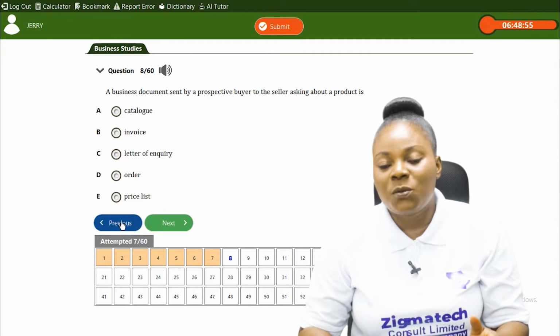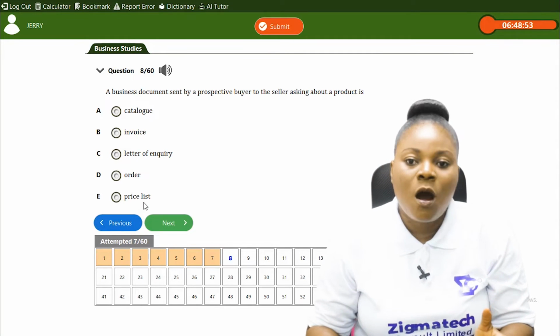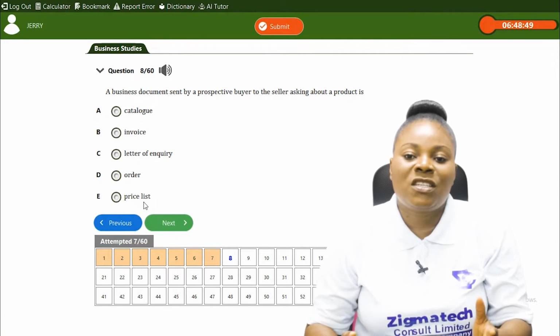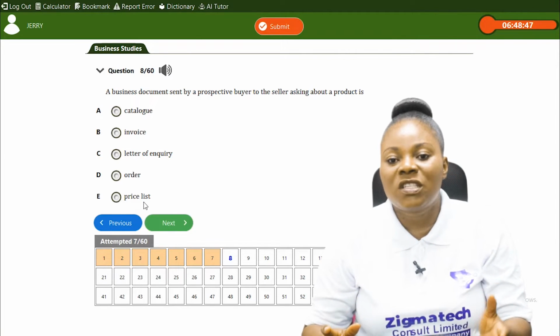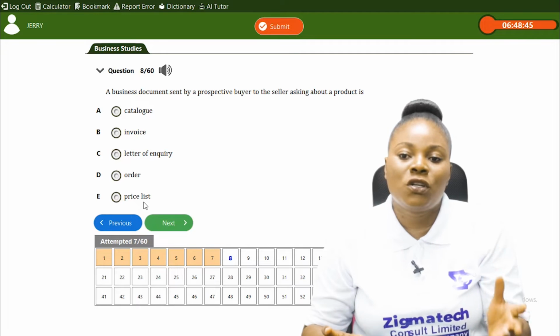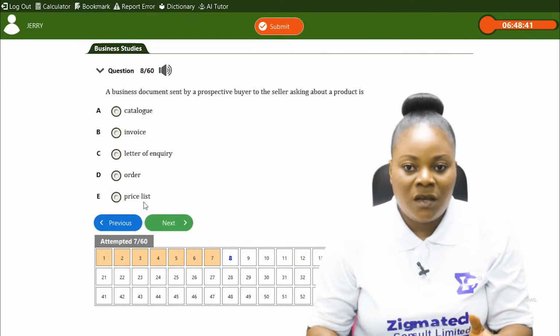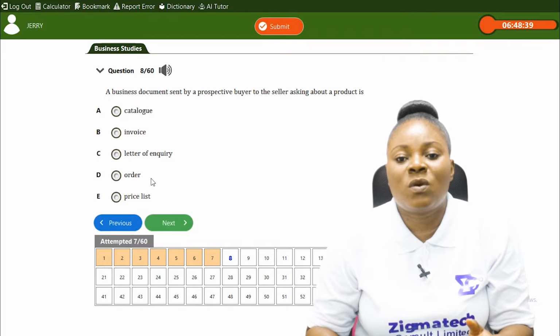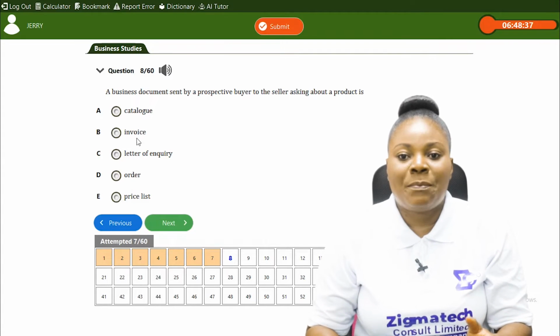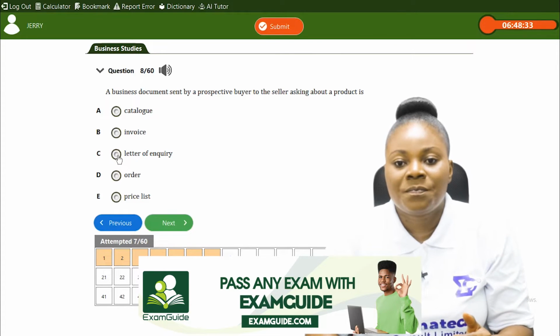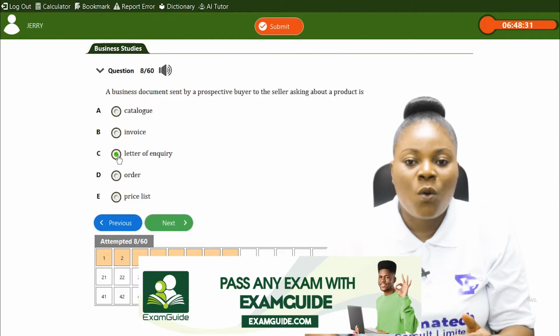We have the last one, option E, which is the price list. All these are called source documents. The price list is that document prepared by a seller in which the price of every product or every service to be rendered is listed. So all these are referred to as source documents, but the appropriate answer for this question is option C, the letter of inquiry.